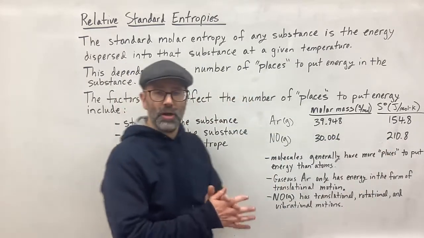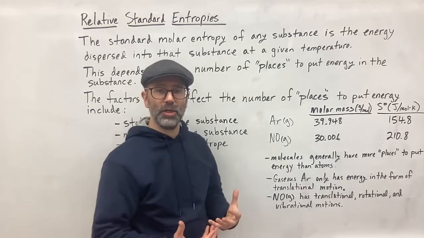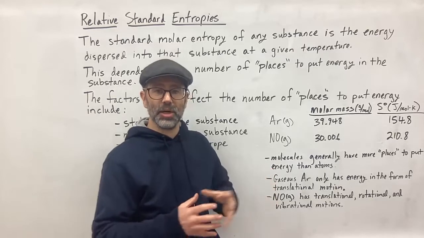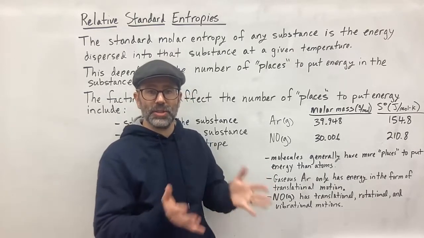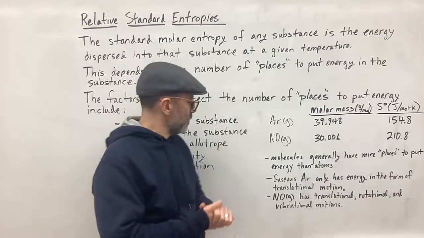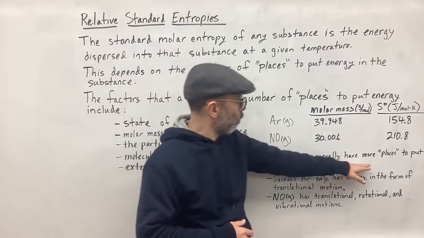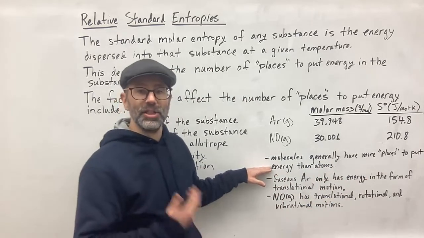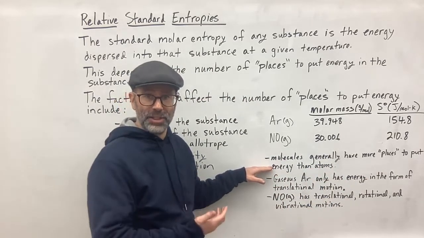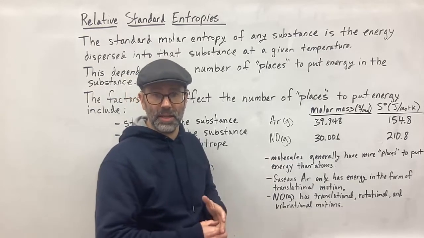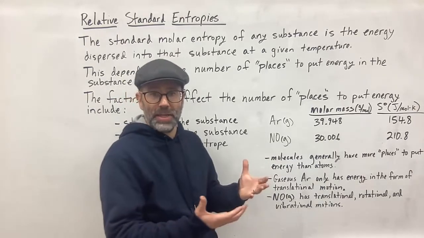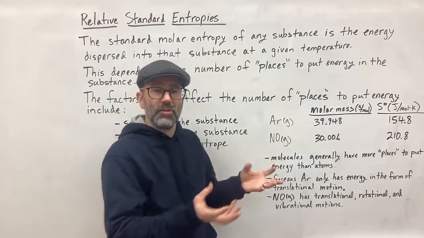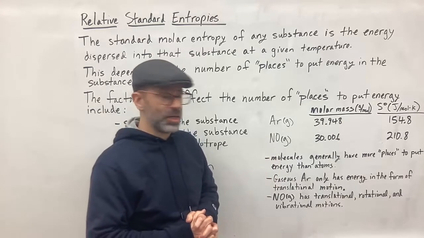And the reason for that, again, is that the more complex the molecule, the more places in which you can put the energy and therefore disperse the energy and increase the entropy. And so molecules generally have more places to put energy than mere atoms. In addition, the more complex the molecule, the more entropy that molecule will have, because more complexity means more places in which to put energy.